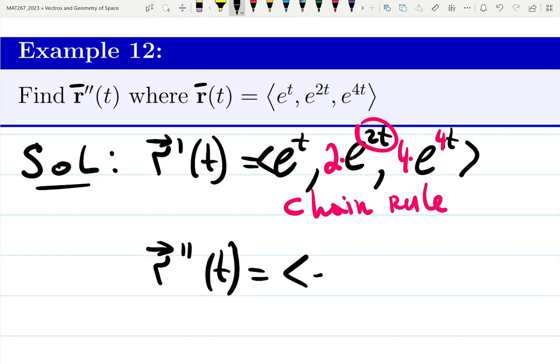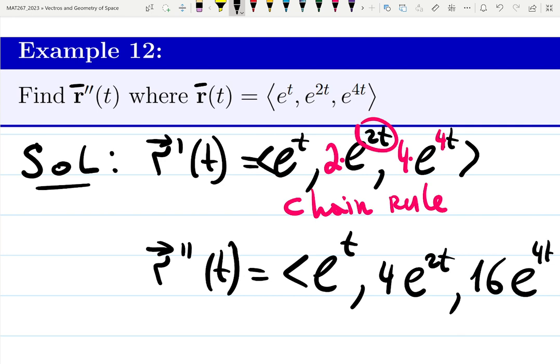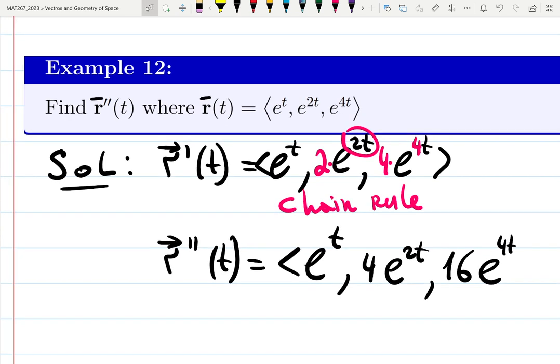e to the t is still e to the t. Now 2e to the t becomes 4e to the t. And 4e to the 4t becomes 16e to the 4t. Exactly. Very good. Very good.